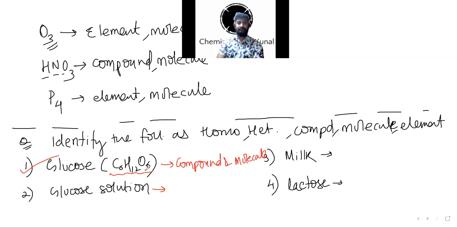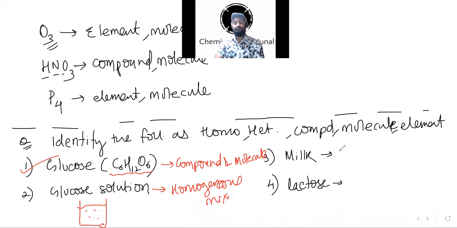Glucose solution, it's a solution now. When you come out from school on a very sunny day and say, "Mom, I'm very thirsty," your mom gives you some white powder mixed in water, and you drink it and feel energetic. That's glucose solution. When she mixes it, do you see particles of glucose anywhere? No. We don't understand where the glucose went, and it has the same taste throughout. Of course, if you have purchased a good quality one, it's a homogeneous mixture.